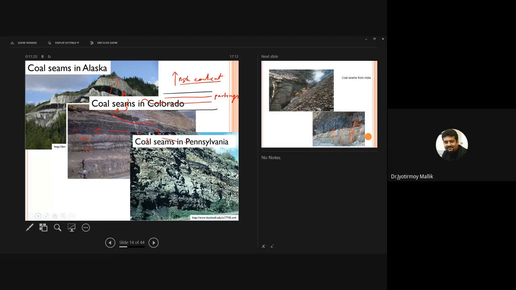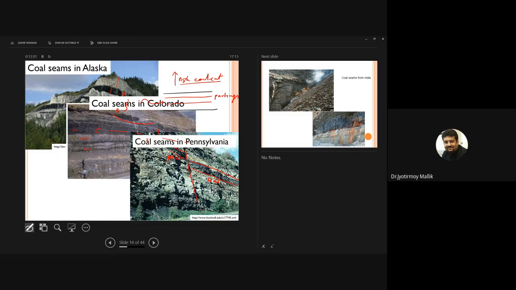Okay, this is another example, coals from Pennsylvania, and you can see this is a coal layer. By the look of it, you can identify. Also, you can see that this coal seam is actually faulted, right? So this is the hanging wall of the coal seam. The hanging wall. Sorry, my apologies. This is a normal fault. So this is a foot wall, and this is a hanging wall block. But you can see that the coal seam is actually faulted.